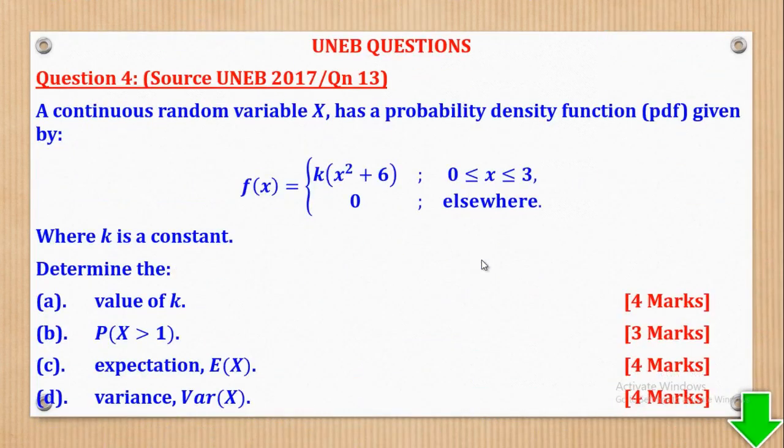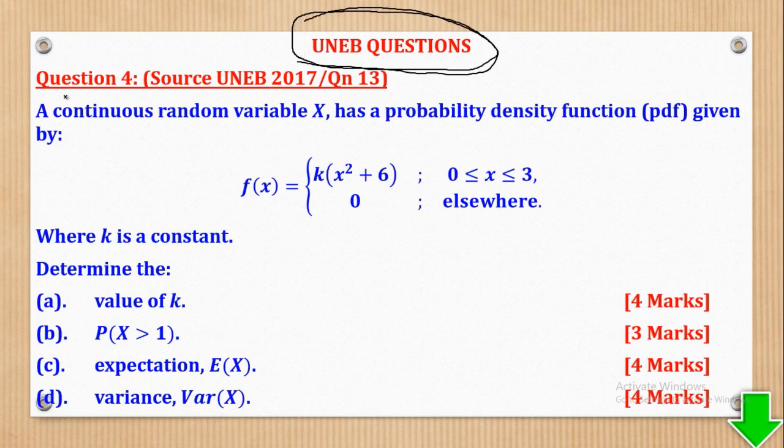So basically those are the 5 parameters which we cover in subsidiary math under continuous probability. We cover individual probability, total probability, mean, variance, and standard deviation. So we have covered all the 5 parts. What we are left with is to look at the UNEB questions, or questions that have appeared in the past papers of UNEB Subsidiary Mathematics under the topic of continuous probability distribution.